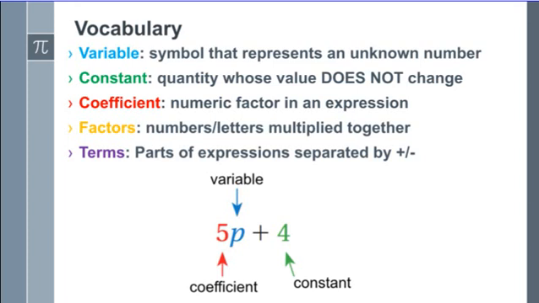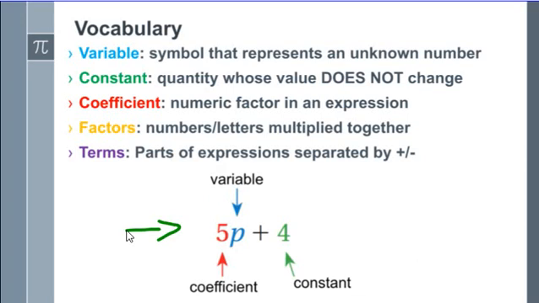So if you look down the bottom here, you can see that P is a variable. And you notice in this slide, I have things color-coded so you can see where the example is matching up with the vocabulary word. So P is a variable. We don't know what P equals. It represents an unknown number.